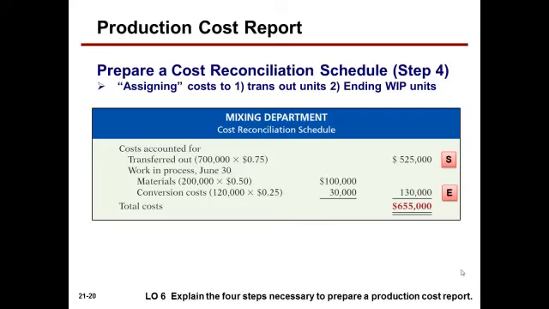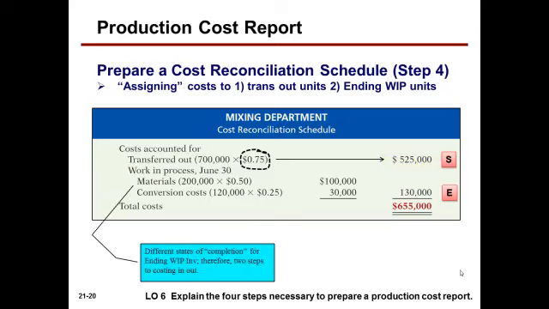To complete the final step 4 of our production cost report, assigning costs to transferred out units and ending work in process units not yet complete. Using the total unit costs of 75 cents each times the 700,000 transferred out units to cost those at $525,000, costs that will move on to the next department. But when it comes to costing out the ending work in process, the different states of completion for that inventory are needed, which requires us to use 2 steps to cost out that ending incomplete inventory.